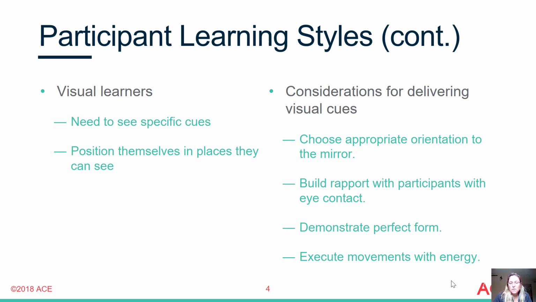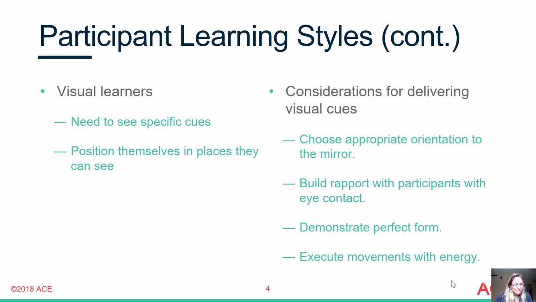Some considerations for delivering these visual cues: number one, choose appropriate orientation to the mirror. If you, the instructor, face the mirror along with the participants, they're also facing the mirror. The advantage of that is that it allows the participants to follow you exactly as they move. They are mimicking exactly what you're doing. The disadvantage is we lose that personal connection. It's harder to make eye contact. You can through the mirror, but it's a little more difficult.